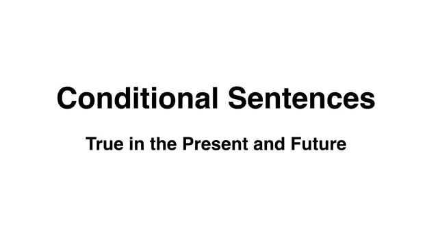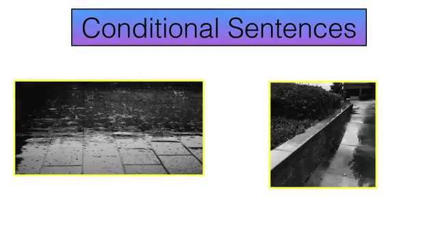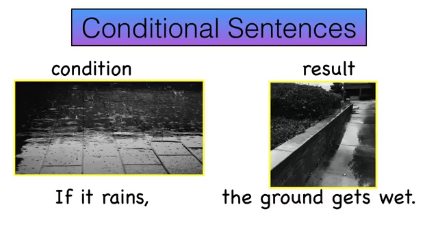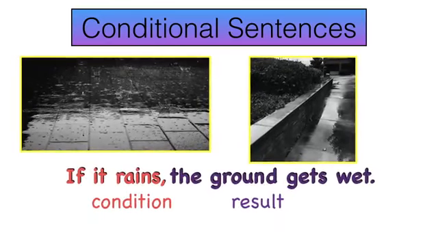Conditional sentences, true in the present and future. Every conditional sentence is made up of two parts, the condition and the result. For example, if it rains, the ground gets wet. That means that every conditional sentence has two clauses.